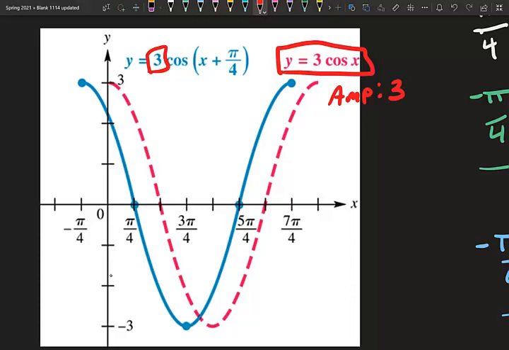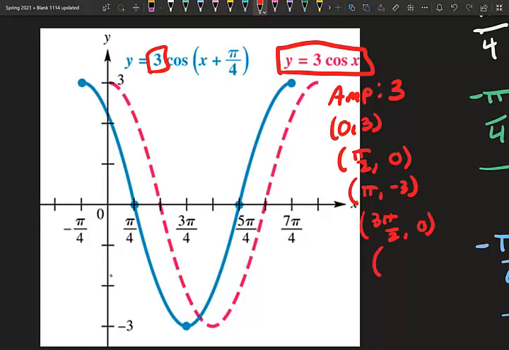So we would know that it's going to be 0, 3; pi over 2, 0; pi, negative 3; 3 pi over 2, 0; and 2 pi, 3. So the x's for cosine won't change when we're talking about the parent function. It's just the amplitude which is going to change. So that's why we chose 3. So we graph our parent function, which is in red. It's called the parent function because everything spawns from it.